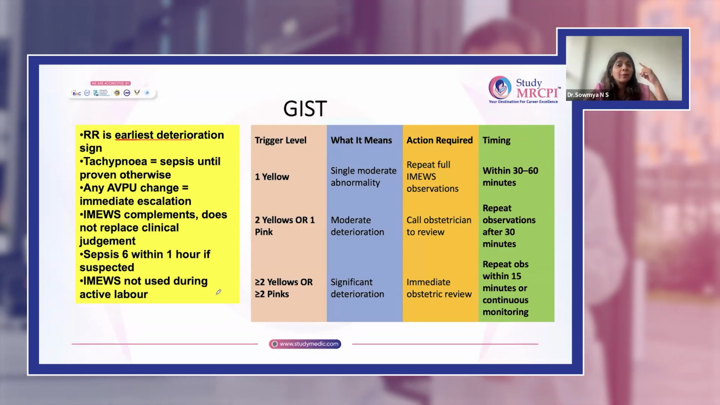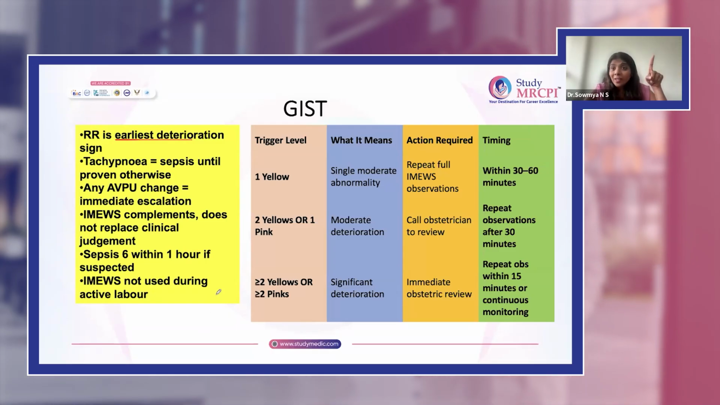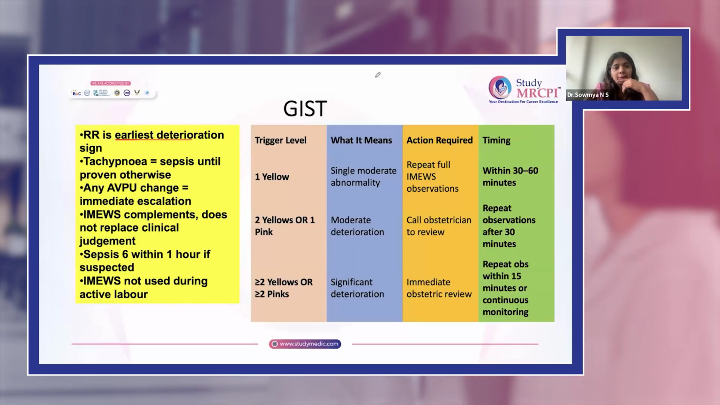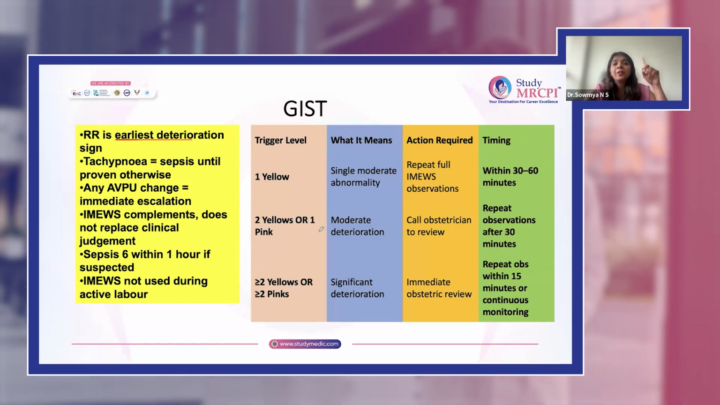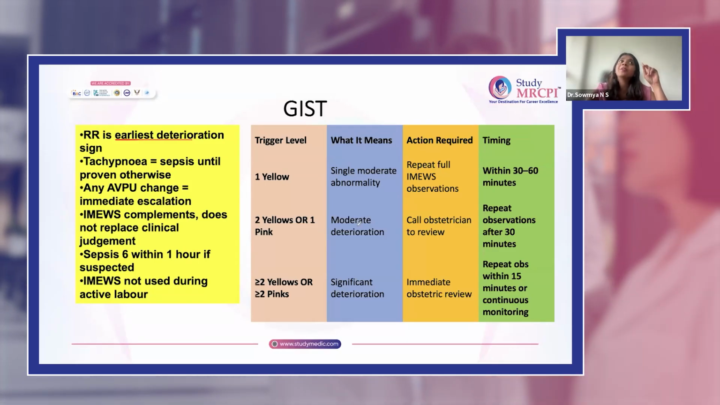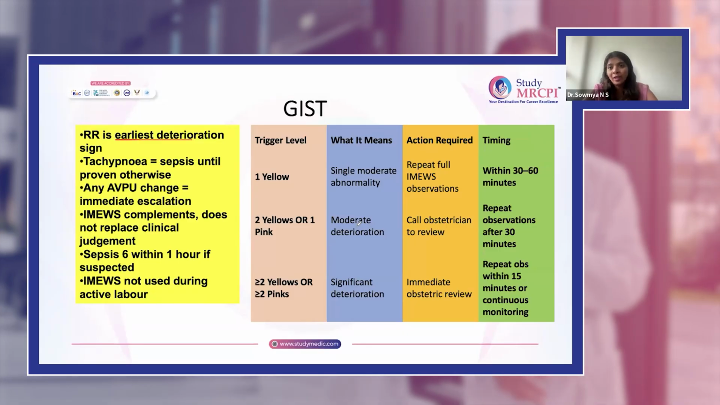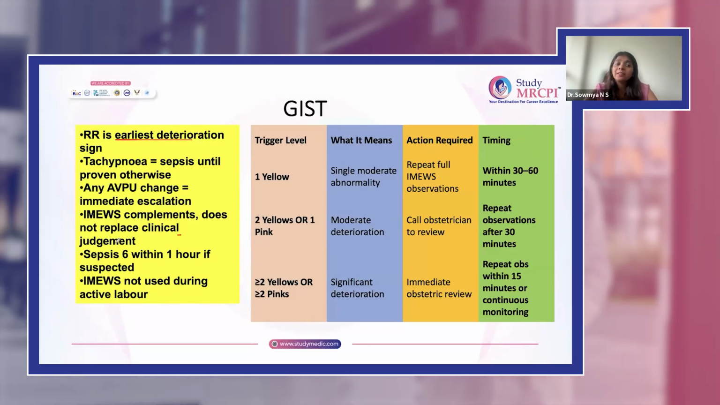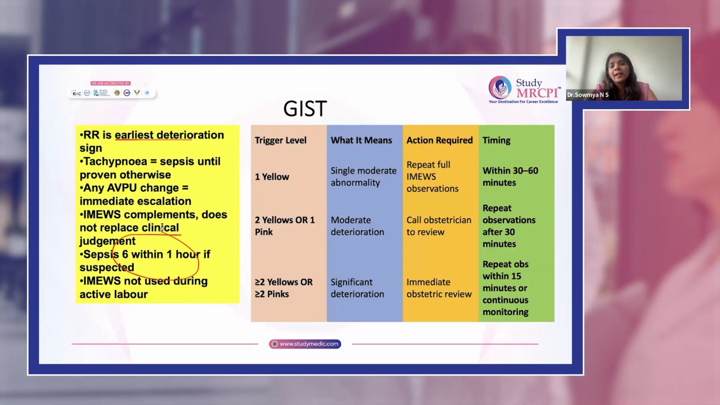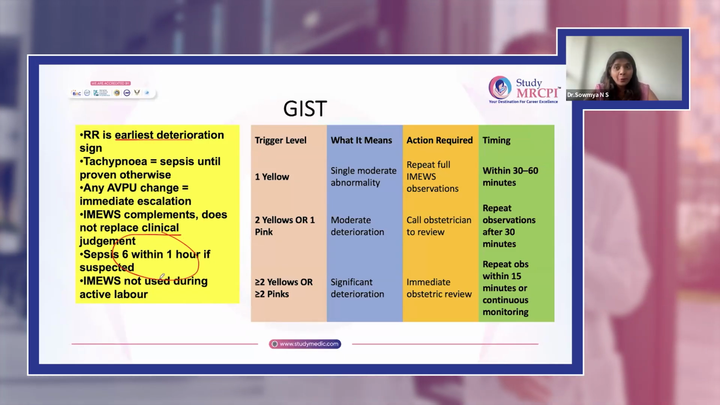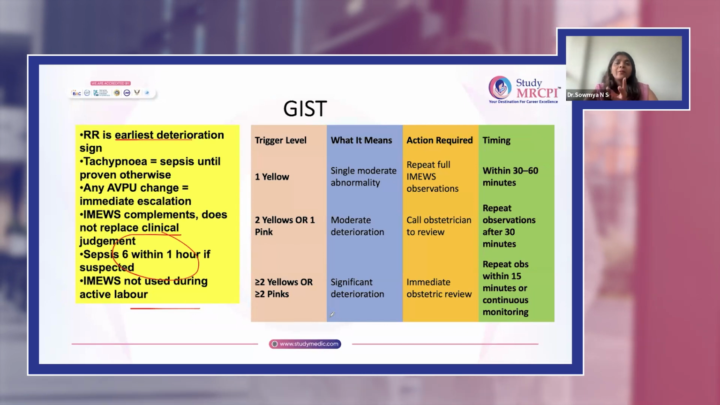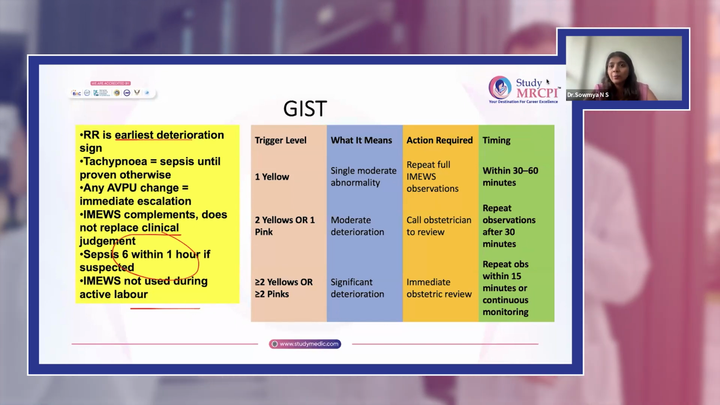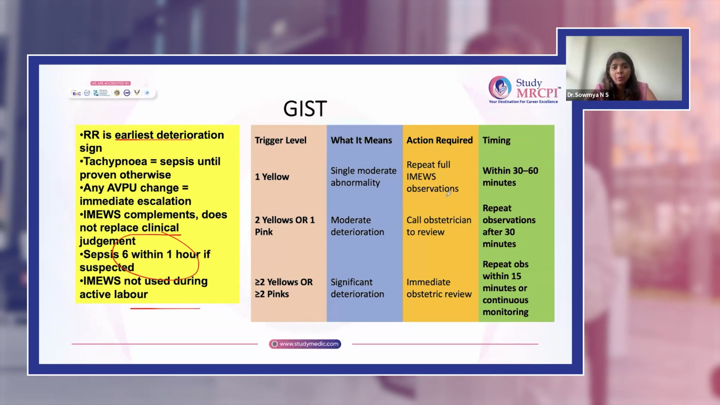And of course, if you're suspecting sepsis, the first hour is the golden hour. For sepsis, remember the first hour is the golden hour, because with every passing hour, the mortality increases. If you are suspecting sepsis, antibiotics are to be given within 1 hour. And remember the most important thing, IMEOS is not used during active labor. Because I was covering resuscitation, it was important to touch upon this monitoring.